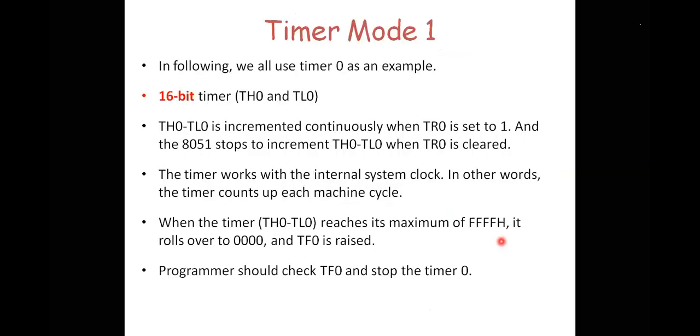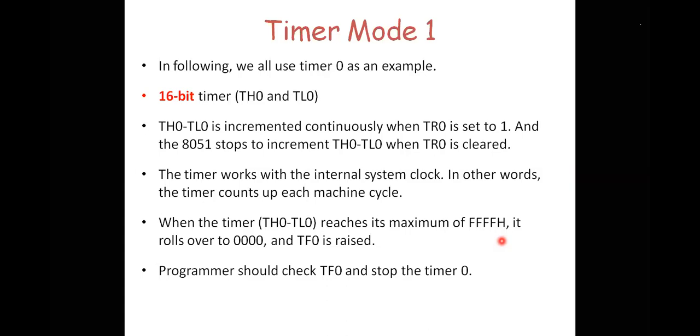Coming to the programming. So you are using a 16-bit timer. So 16-bit timer means TL0 and TH0. So what happens? TL0 and TH0 will be incremented continuously. You are running the timer. So for that you have to make TR0 as 1. So when TH0 and TL0 reach the maximum value.